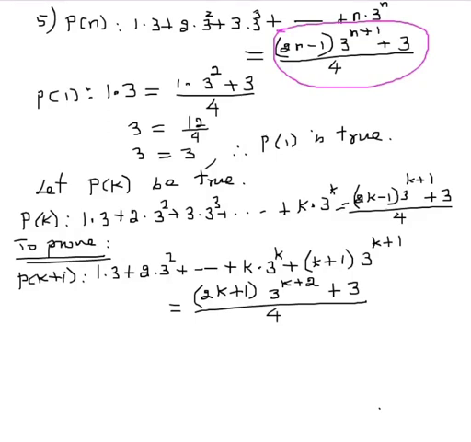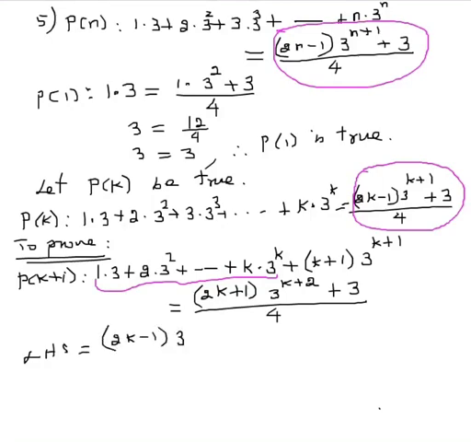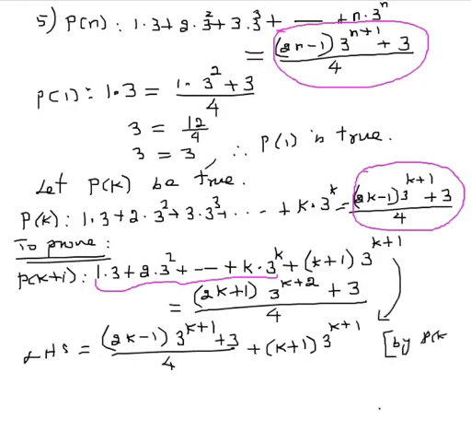Okay, now let us prove p of k plus 1 using p of k result. So for the first k terms, I can use this total. So the left hand side is equal to 2k minus 1 times 3 power k plus 1 plus 3 divided by 4 using p of k result. And the last term, k plus 1th term, is this term I have written. So this is by p of k.